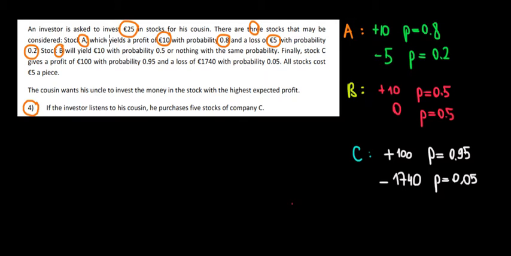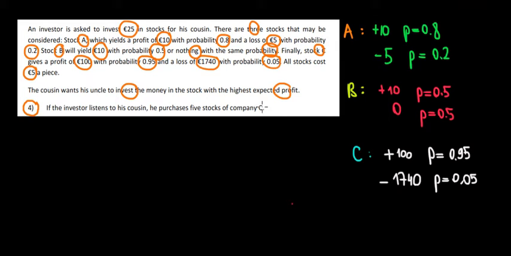Now stock B yields 10 euros in profit with a probability of 0.5 or nothing, meaning 0, with the same probability. And stock C would yield a profit of 100 euros with a probability of 0.95 and a loss of 1,740 euros with a probability of 0.05. Now all of them cost 5 euros a piece. Okay. This guy's gonna invest the money in the stock with the highest expected profit.